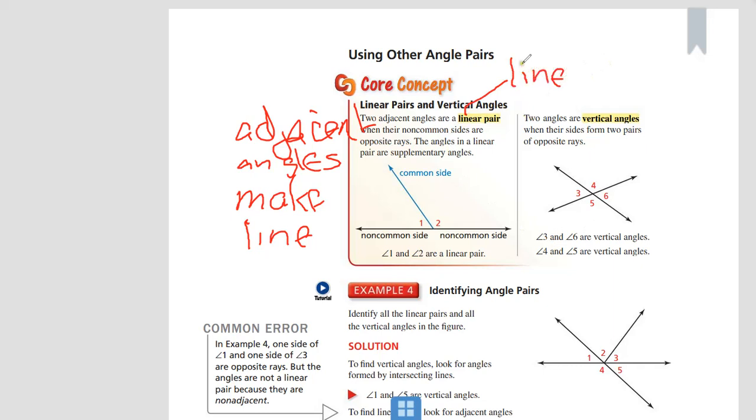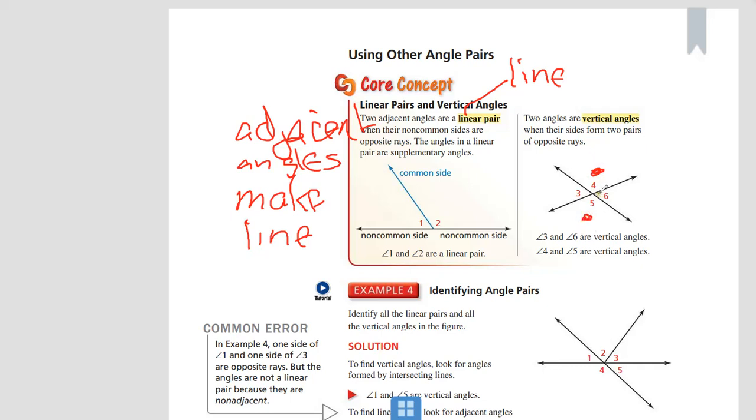See how these two angles together make a line? These two, 3 and 4, are a linear pair. And so are 4 and 6. And so are 5 and 6, because they make a straight line. But we've got one more relationship to talk about, and that's what's called vertical angles. Angle 4 and angle 5.